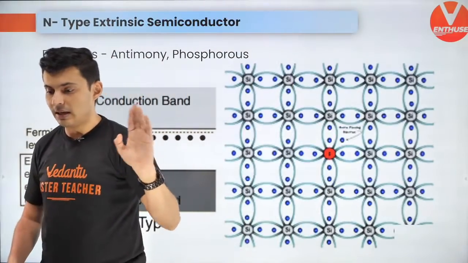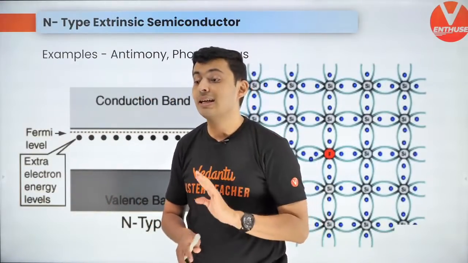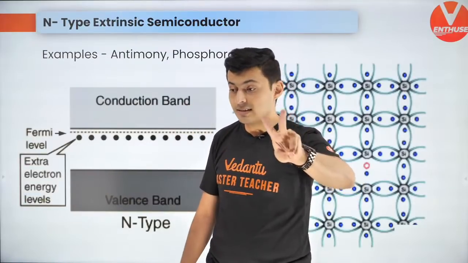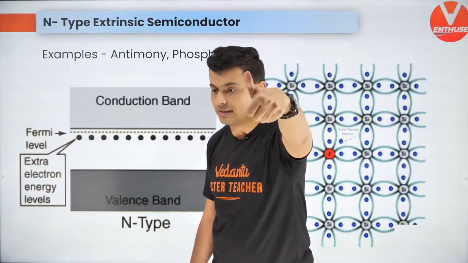No, Charan, pentavalent is not for extrinsic. Intrinsic, no, that is wrong, Charan. Intrinsic means pure. There is nothing in it. Extrinsic has two types, N type and P type. Okay, Charan? I hope that's clear.